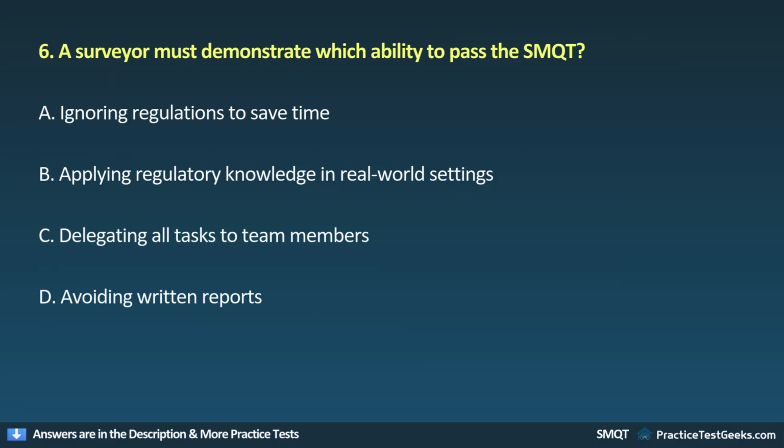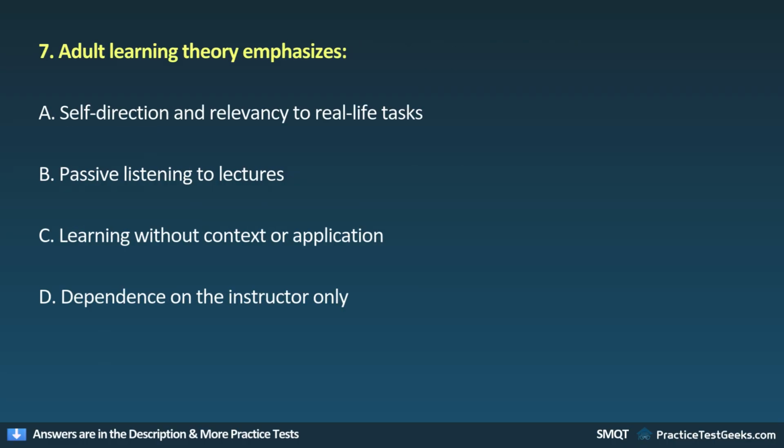6. The surveyor must demonstrate which ability to pass the SMQT? A. Ignoring regulations to save time. B. Applying regulatory knowledge in real-world settings. C. Delegating all tasks to team members. D. Avoiding written reports.